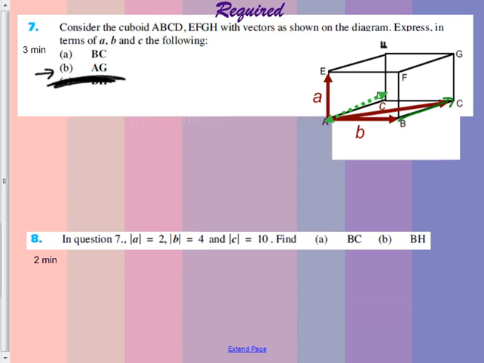A to G. But if you use the symmetry of this box, then what's the exact same thing as A to G? C to E. Wouldn't it be the same exact length? Yes, sir. I think it would be the exact same length, but it might have the opposite direction.